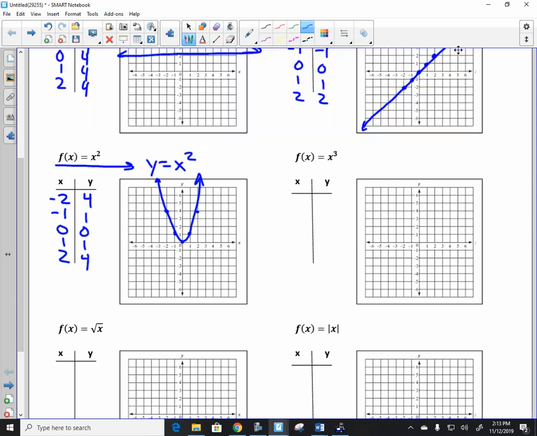We are going to plug in, so we have y equals x cubed. We'll try again -2, -1, 0, 1, and 2. If I take -2 and cube it, what do I get? -8. -1 times -1 times -1. 0 times 0 times 0. 1 times 1 times 1. And 2 times 2 times 2.